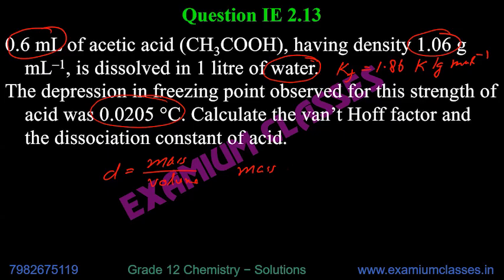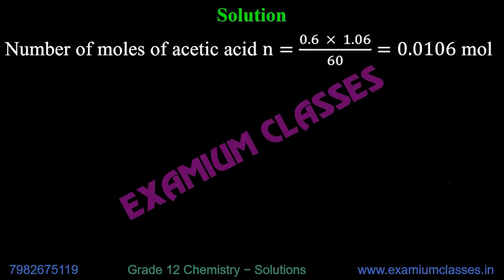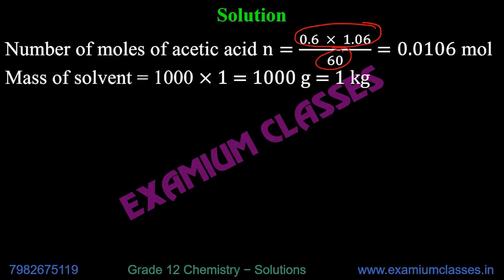Mass, that is W2, will be density into volume, that is 1.06 into 0.6 grams. It will be in grams and we need grams in this case. So number of moles will be this, we have calculated, given mass upon molar mass of acetic acid. So we got number of moles. Mass of solvent is given 1 liter. 1 liter we converted to grams because water's density is 1 gram per ml.